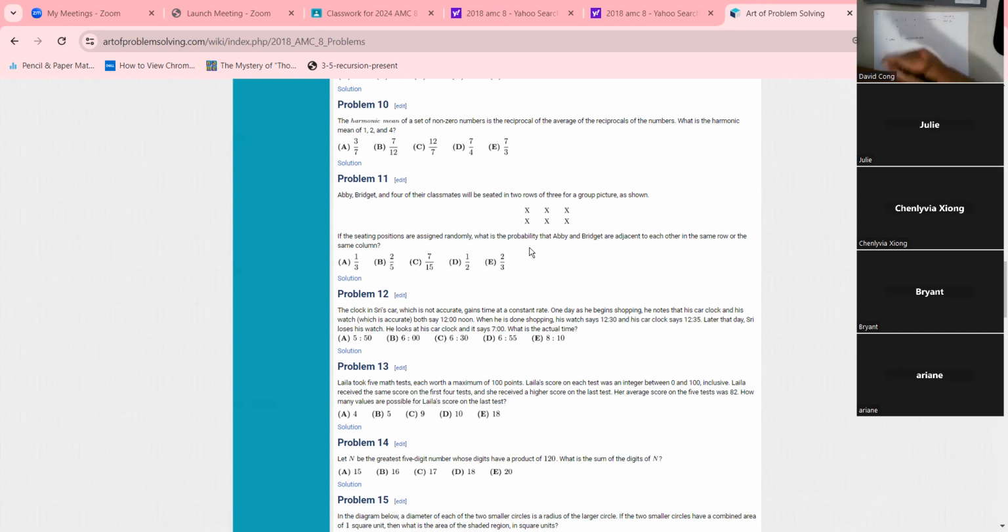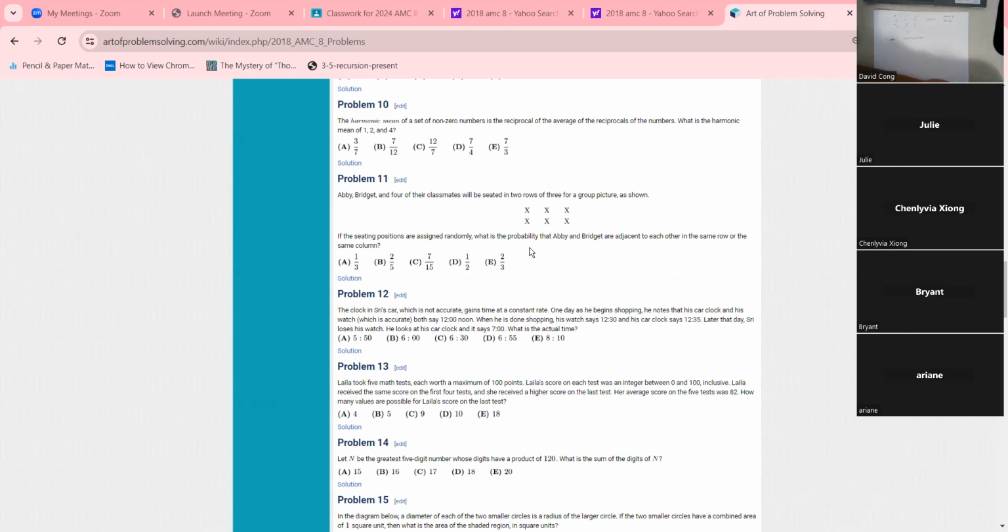So what indistinguishable means is if Abby and Bridget are here, this arrangement is the same no matter what because these classmates don't have distinctions, so we can't make distinctions. We can just call them 1, 2, 3, 4. So if 1, 2, 3, 4 are here, or 4, 2, 3, 1, those are all the same because they're indistinguishable. We can't tell the difference between their classmates.